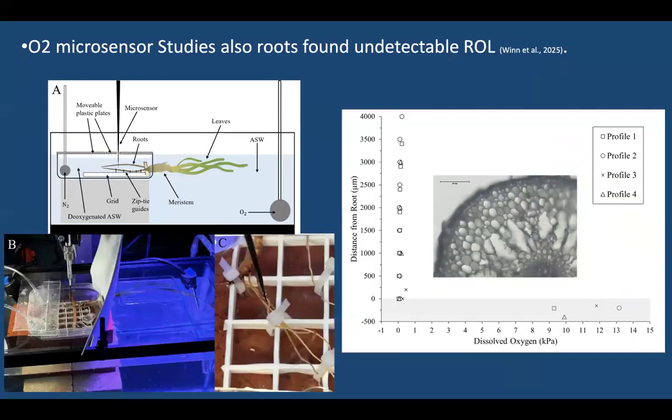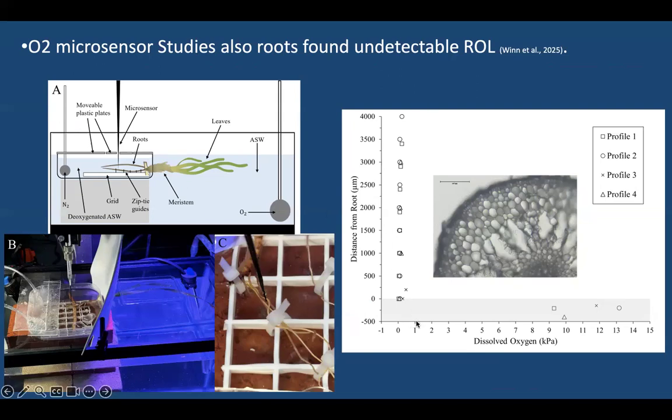So we started questioning that because in the literature, there's a lot of thought that there's a lot of oxygen that's being released from seagrass roots. So we decided we have microsensors. So we started using microsensors to look at oxygen flux from the roots. And we looked at individual roots. And then for some of the smaller species, we looked at bundles.